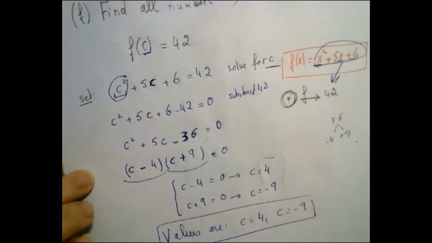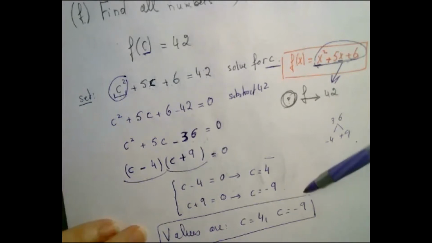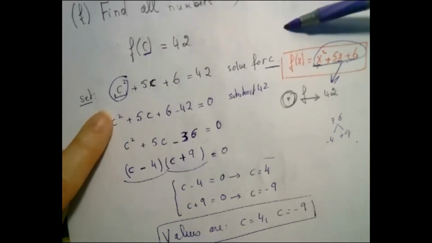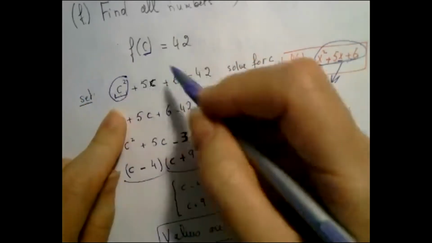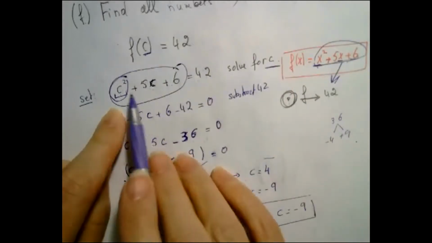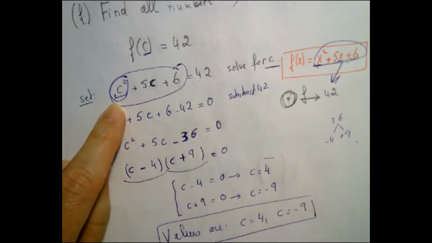Okay, back to you. How can I check that my answer is correct? How can I check that 4 and -9 are correct? What am I looking for? Couldn't you plug them into the equation? Yeah, which equation? Plug them in for C, the C squared plus 5C. Right. So the question is, if I plug in 4 here, do I get 42? If I do, 4 is correct.